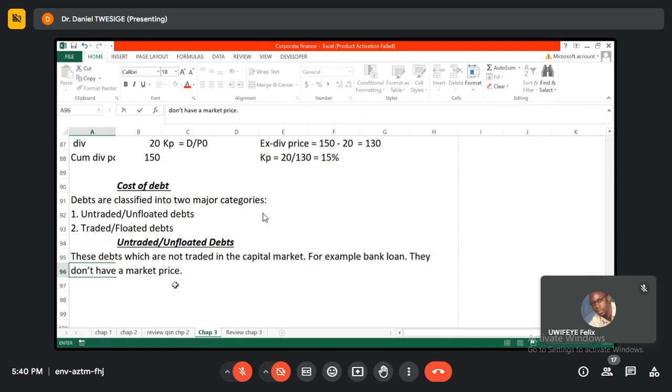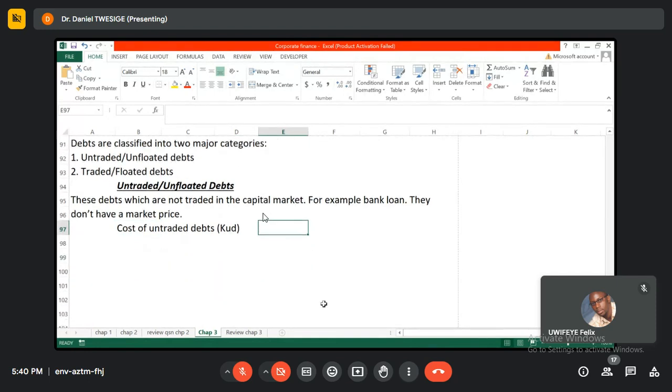So how do you determine the cost of these debts? Cost of untraded debts. How do you get the cost of these untraded debts? The cost of untraded debt. If the debt is not traded and you are using that debt to finance your operation, how do you determine the cost of these debts? First, these debts, they don't have market price.